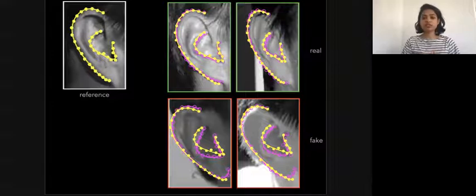The shape of the reference ear is compared to the images of Tom Cruise's ears and the impersonator's ear. Shown on the top right are examples of real Tom Cruise ears, where the shape of the reference ear in yellow closely aligns with the shape of the ears in the image given in pink. Whereas in the bottom right, there is a difference in the shape between the yellow and pink curves of the impersonator's ear and the reference ear.